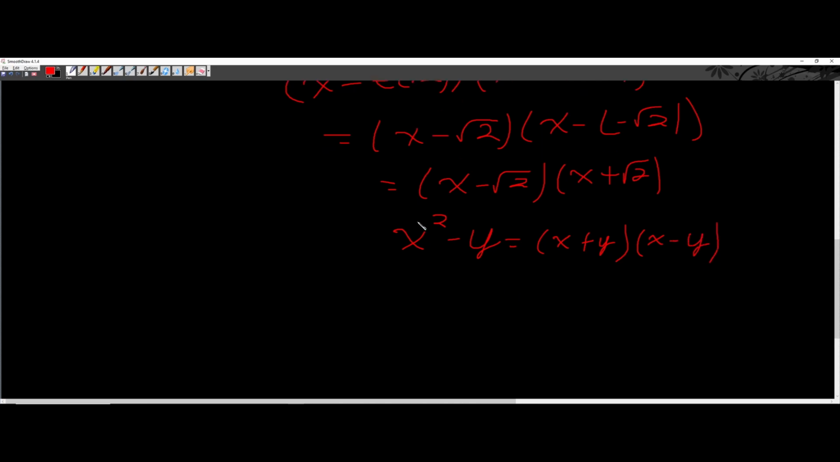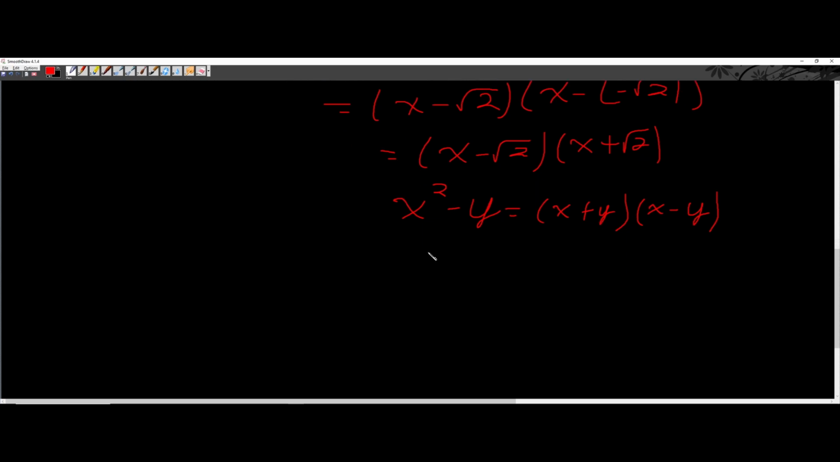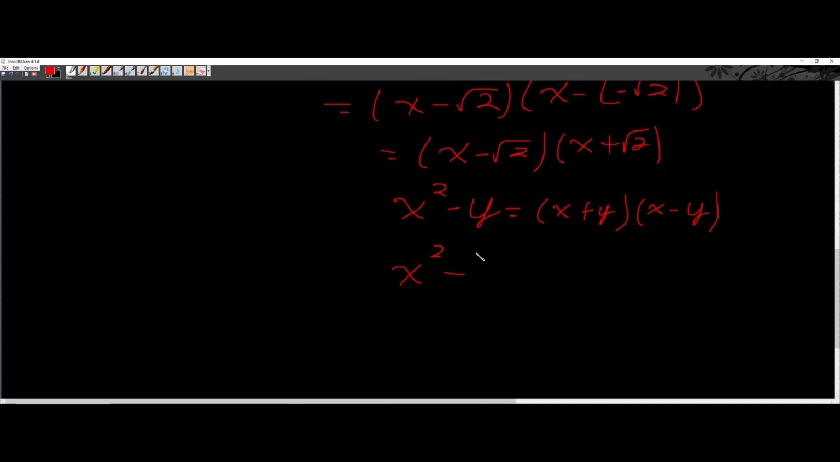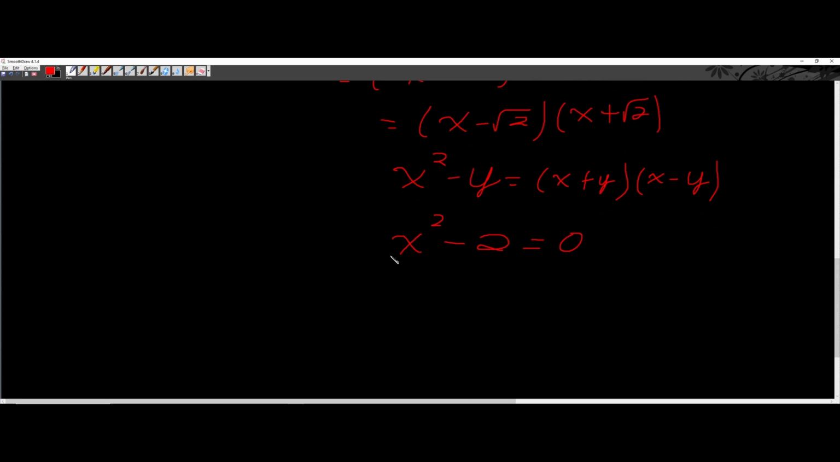If we apply this logic here, we have x squared minus y squared, and in this case our y is square root of 2. So we have x squared minus square root of 2 squared, which is just 2. And that is our minimal polynomial.